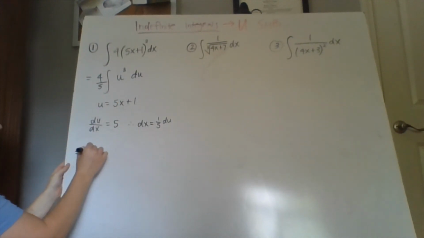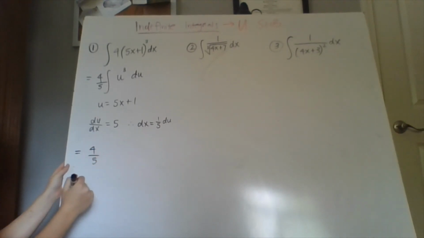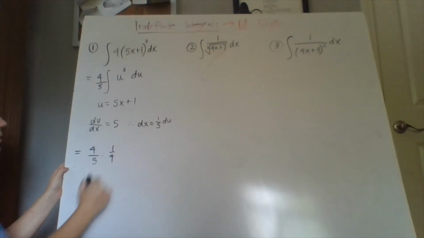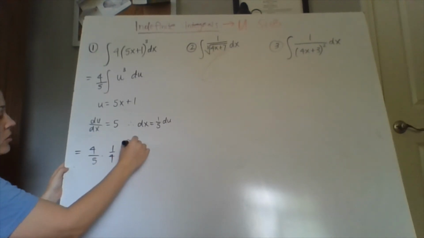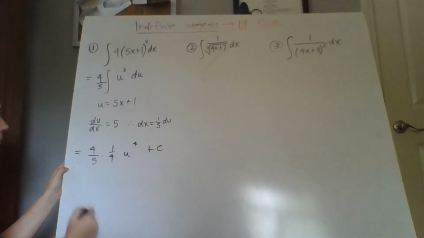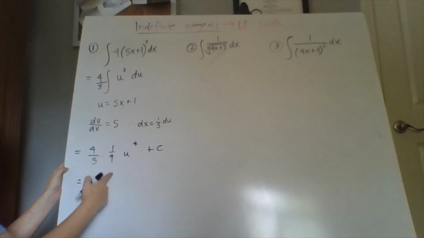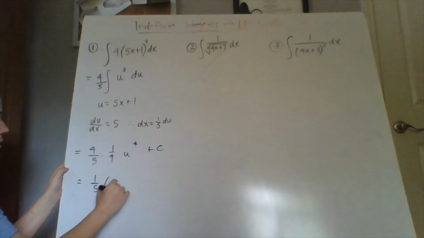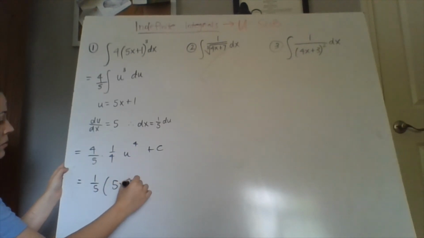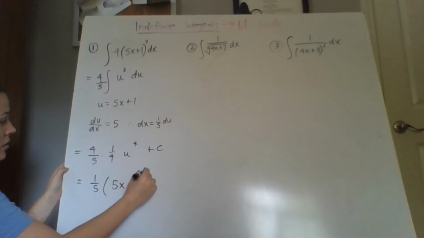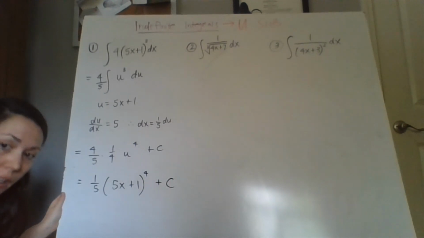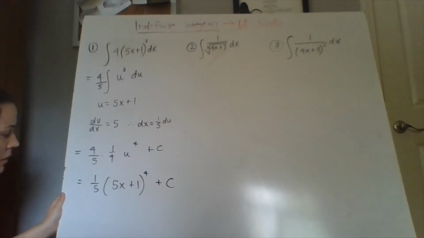So the answer would be 4/5 times 1/4 u to the 4th plus c. 4/5 times 1/4, 1/5 u to the 4th, 5x plus 1 to the 4th plus c. I can check this to make sure that I got the right answer.